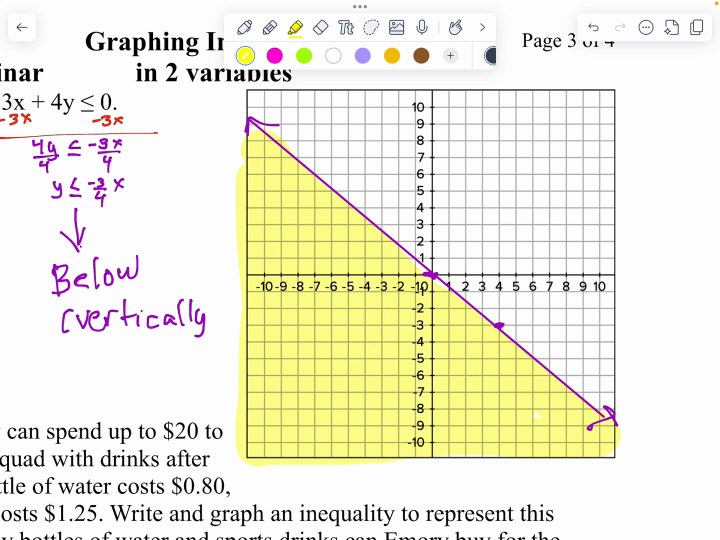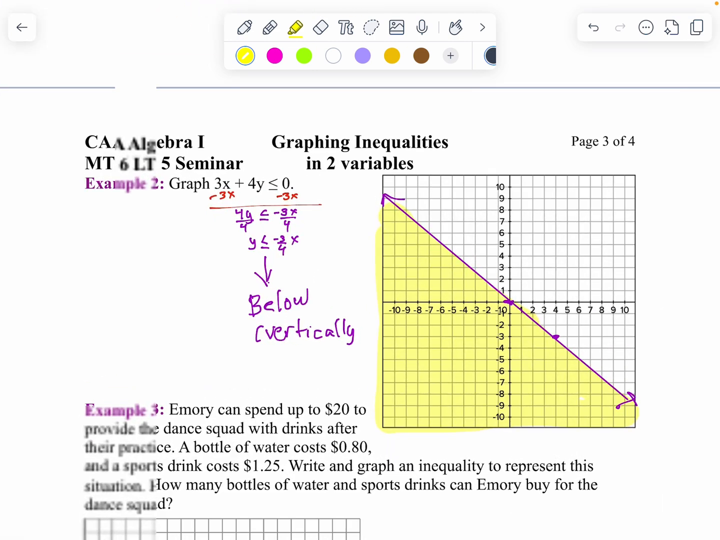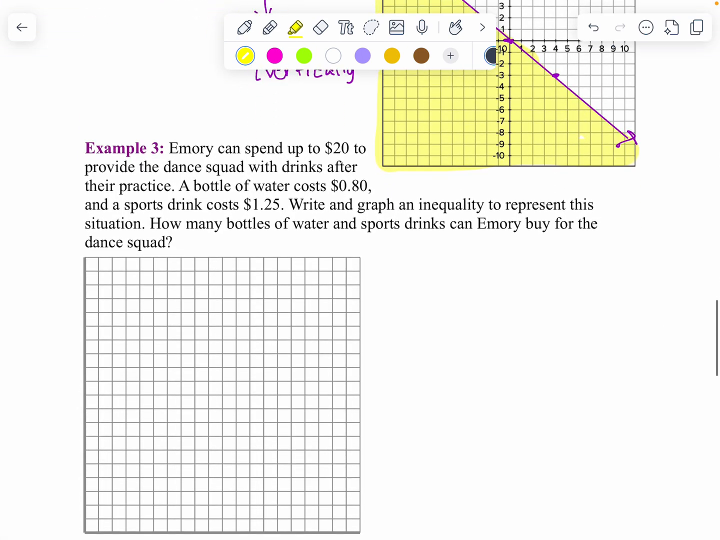So you might think you always want to put it in slope-intercept form because it's easier, but not all the time. Sometimes it's harder to graph in slope-intercept form, but that one was a nice one. Here's an example where I won't put it in slope-intercept form because I got some really ugly numbers to get the slope. Emory can spend up to, remember, up to means less than or equal to, $20 to provide her dance squad with drinks after the practice. A bottle of water costs 80 cents, and a sports drink costs $1.25.